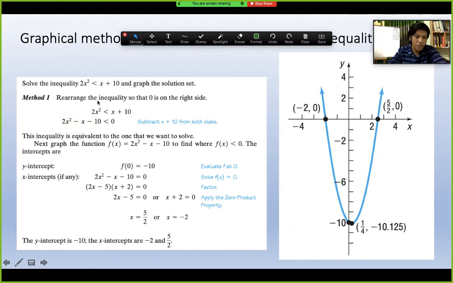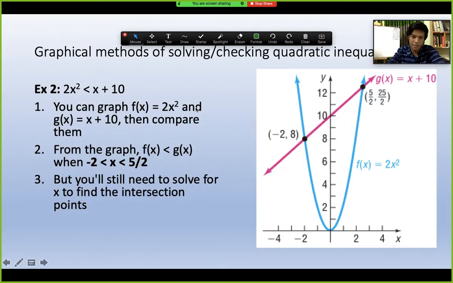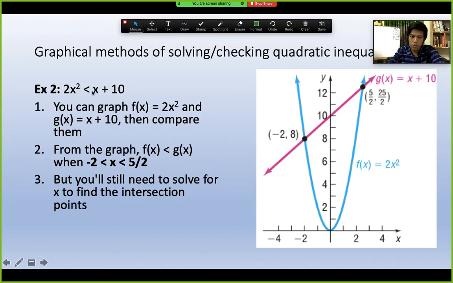We actually have the solution of this math in an alternative method also. There is another method for solving this math, so let's look at that. The alternative method is this one. Same question, 2x squared is less than x plus 10.